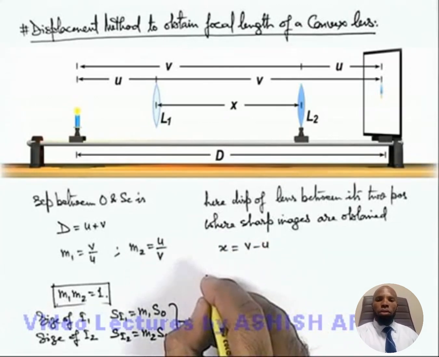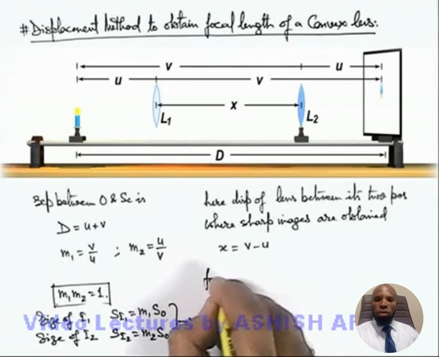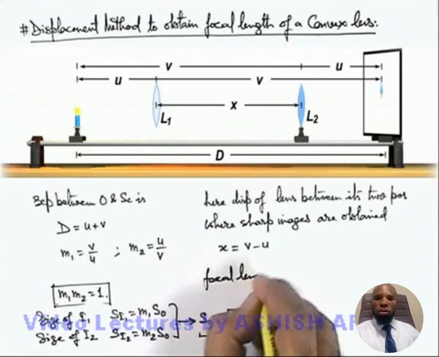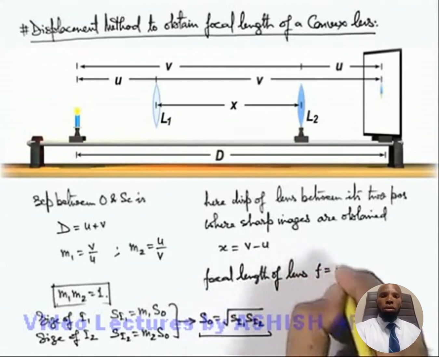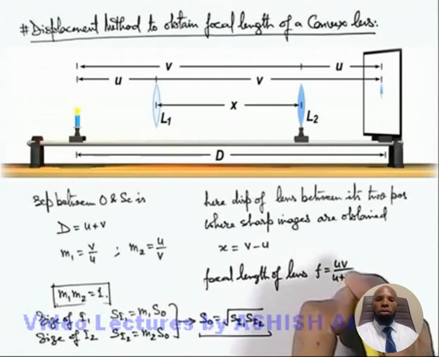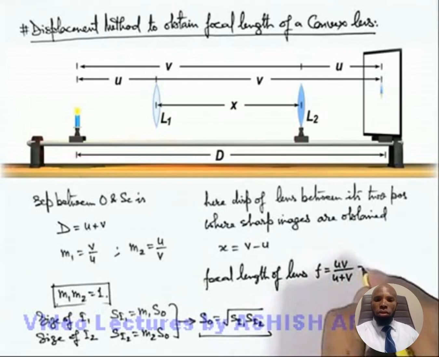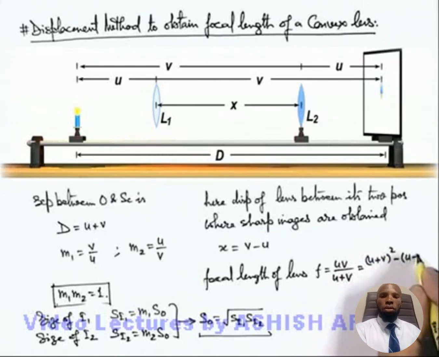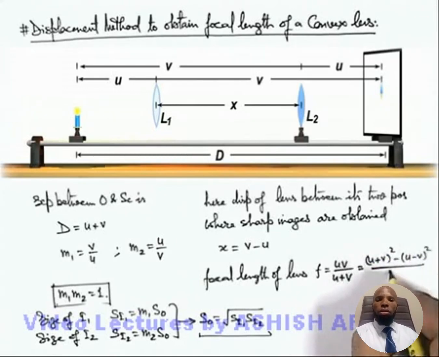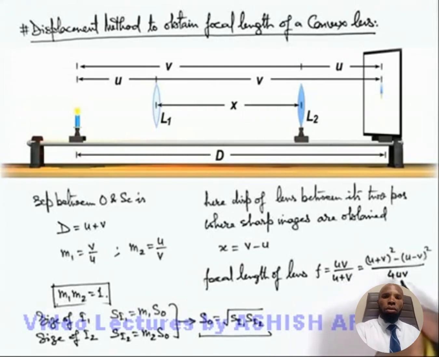And directly, numerically the focal length of the lens can be given as f equals uv upon u plus v, which can be further numerically expanded as u plus v whole square minus u minus v whole square, divided by 4 times u plus v. That simplification you all know.